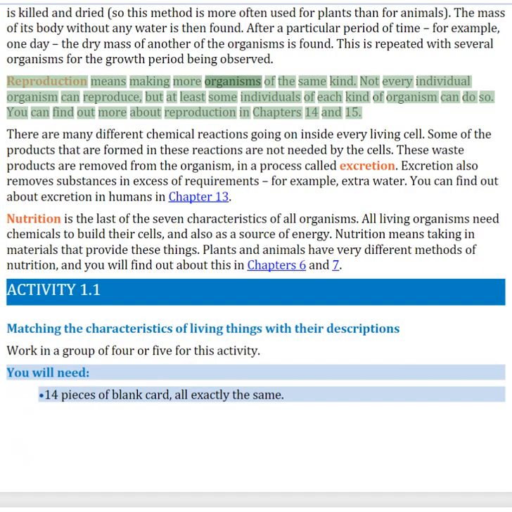Reproduction means making more organisms of the same kind. Not every individual organism can reproduce, but at least some individuals of each kind of organism can do so. You can find out more about reproduction in chapters 14 and 15.